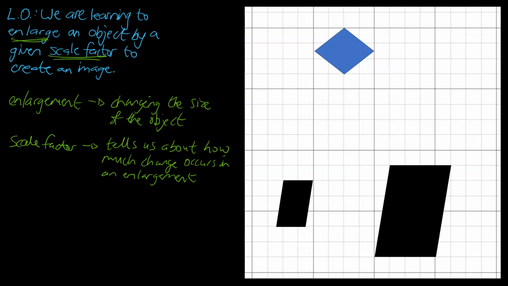So we're going to get straight into an example, and we're going to start up on the blue kite or diamond shape up the top. And we've been asked to increase that by a scale factor of 3. So what I normally do is I like to look for an obvious dimension.